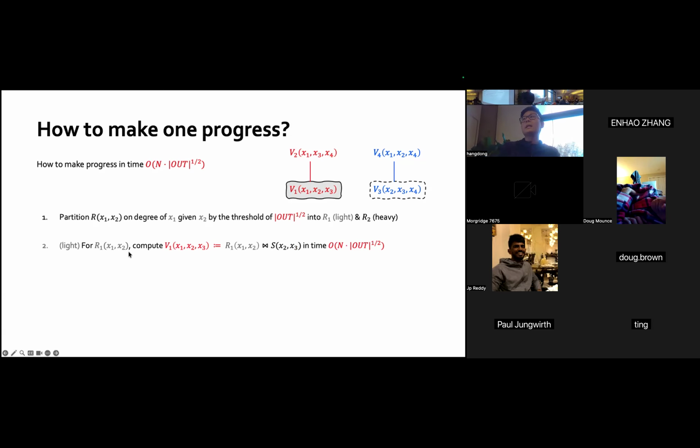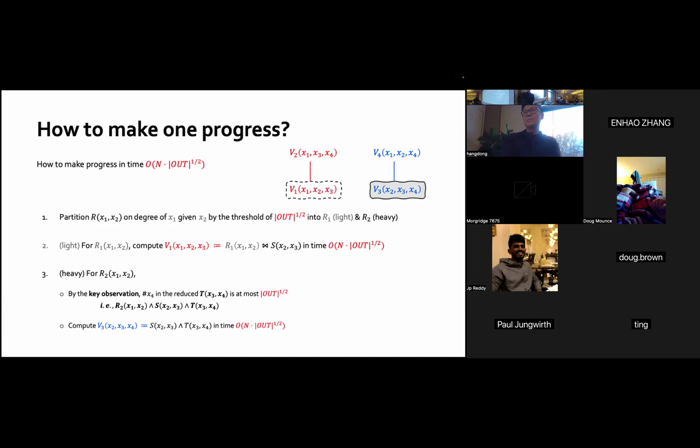Okay. For the light part, you can join R1 with S, and this will help you materialize this. Because you know for every binding of x2, there are at most square root of out number of x1s, this join is bounded by n times square root of out. So that's the easier part.